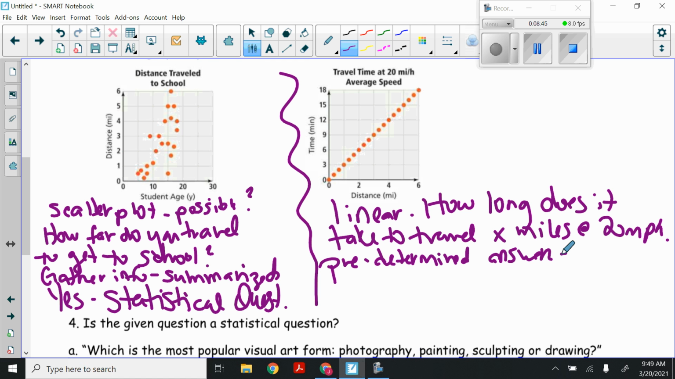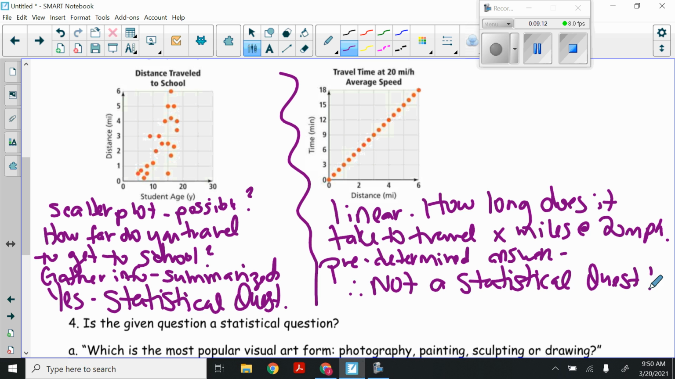So this is not anything that I can gather a whole bunch of data and then summarize, because each individual X value is going to have only one Y value. It's not going to change. So therefore, this is not a statistical question.